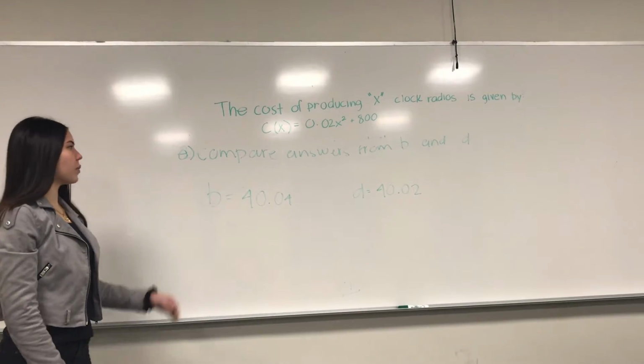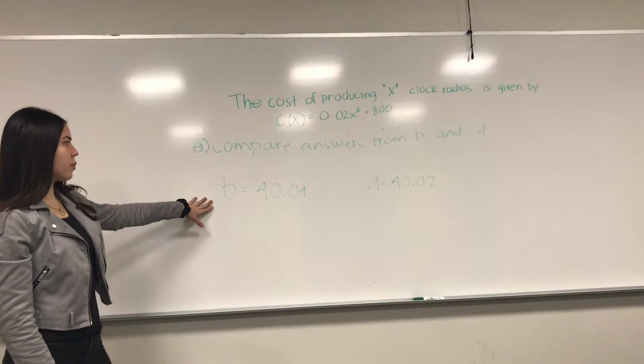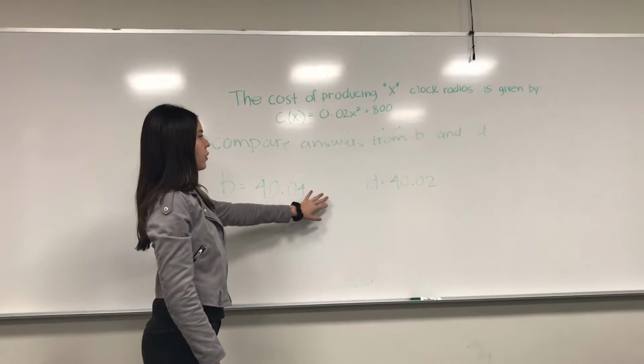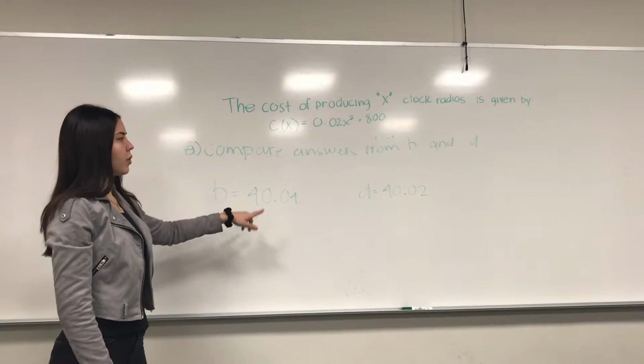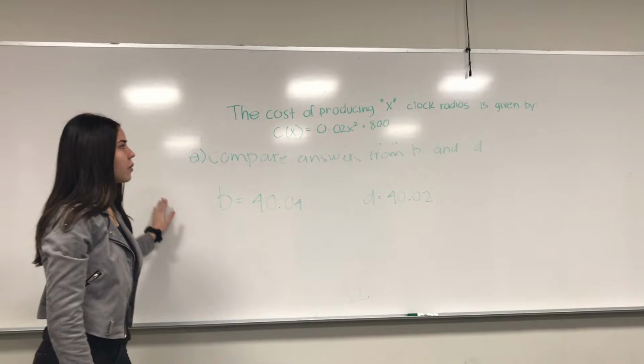Letter E is to compare answers from B and D. And in B, we can see that we got 40.04, and on D, we got 40.02. But one is an estimate and the other one is a real one, but both show that there was an increment between 1000 and 1001.